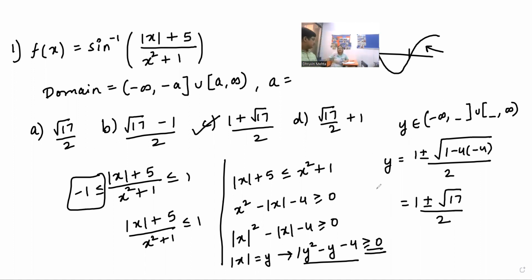The outcome would be negative, so it's going to be negative of 1 plus root 17 upon 2. And this will be 1 plus root 17 upon 2 to infinity. So what is the value of a? A is 1 plus root 17 upon 2. Okay? We'll take the next one.